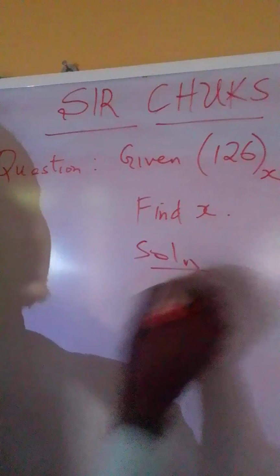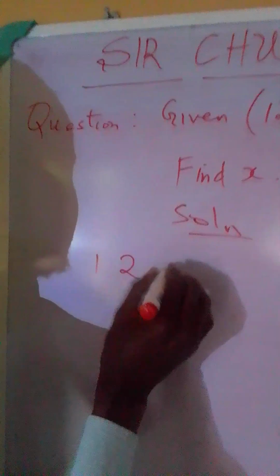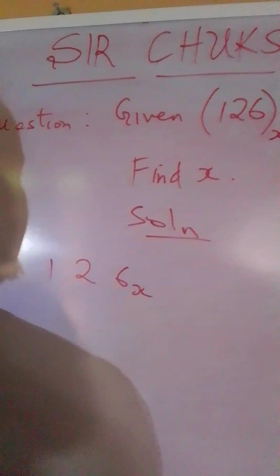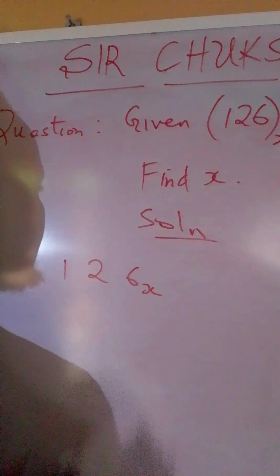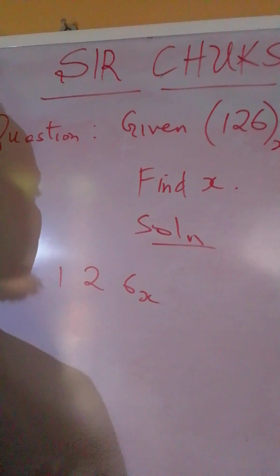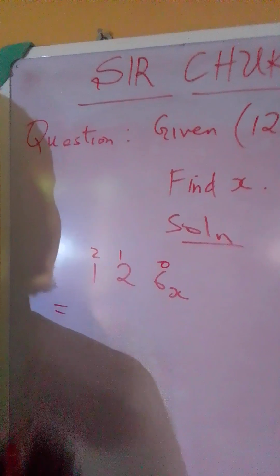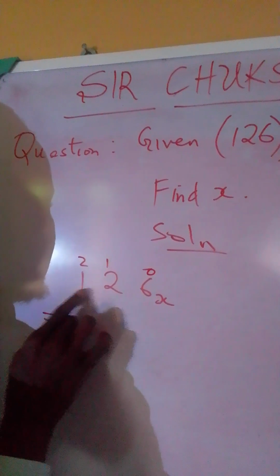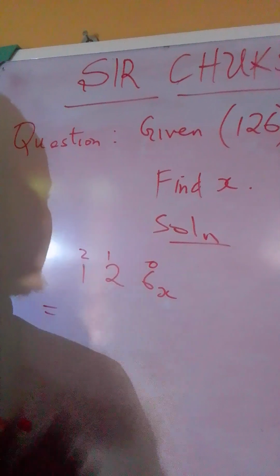Solution. The first thing to do is to convert this 126 to base 10. I'm going to use the expanded form method. Using it, the first thing to do is to number these digits with values starting from 0, beginning from the last digit: 0, 1, 2. Then the next thing is to multiply each of these digits by the base x raised to their individual powers.